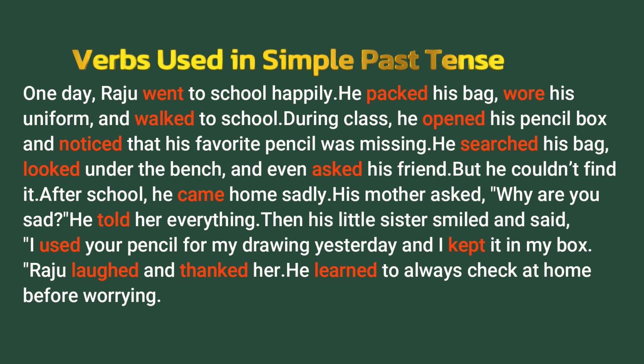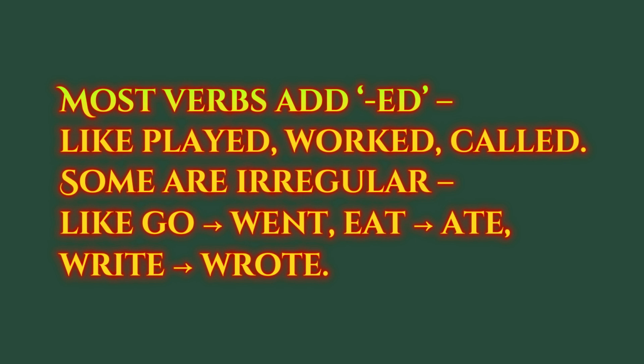So finally, the simple past tense is used for actions that are already finished. We use it to talk about daily events from the past, stories, histories, habits, feelings, and what people said. Most verbs add ed, like played, worked, called. Some are irregular, like go, went, eat, ate, write, wrote. Just remember: simple past, finished action.